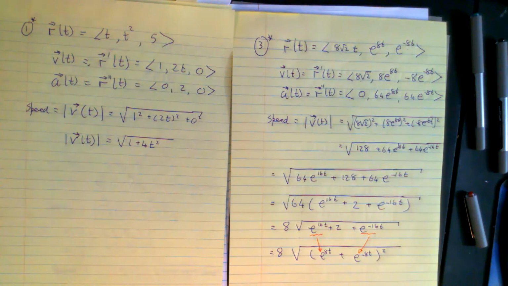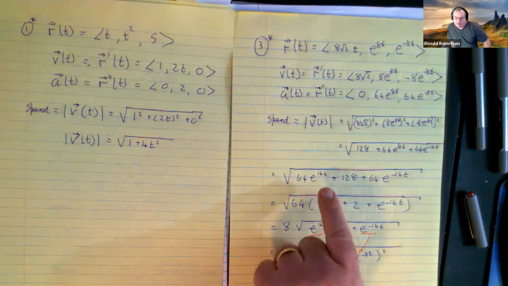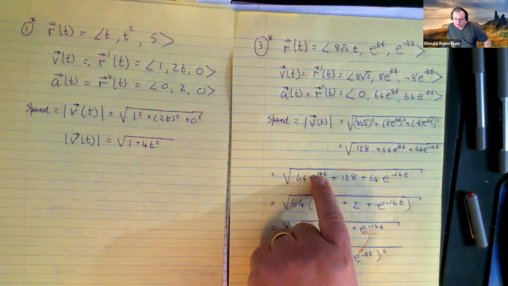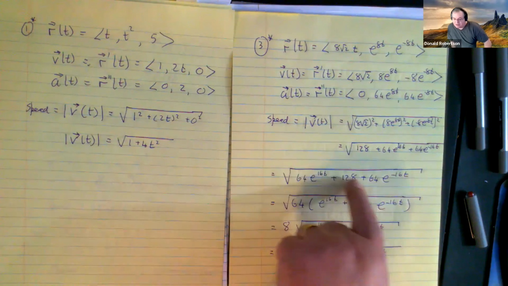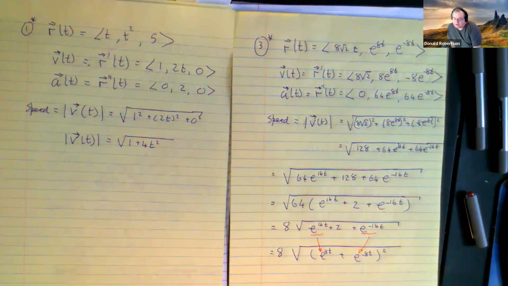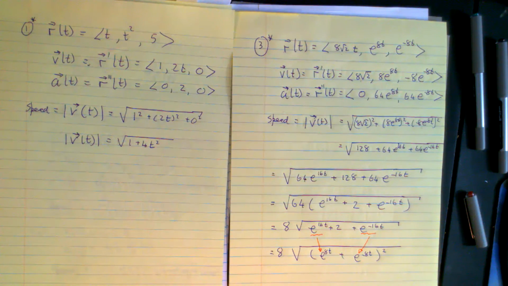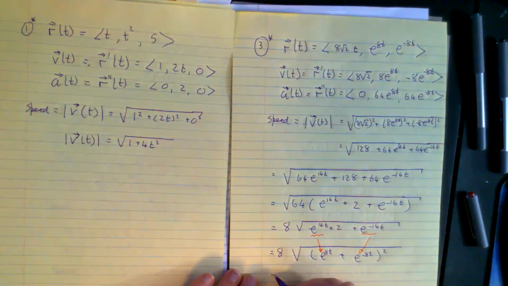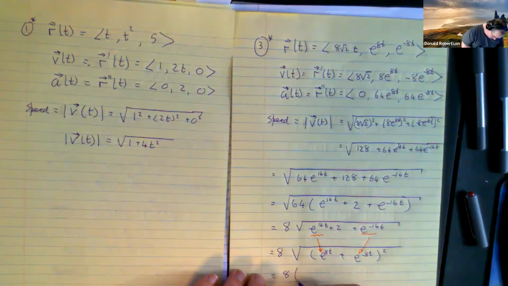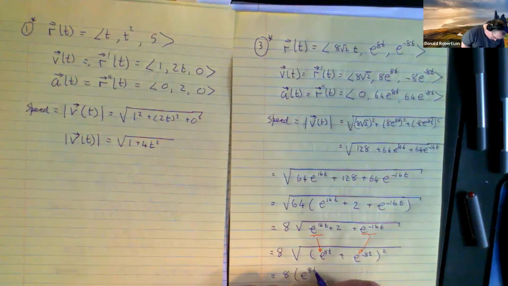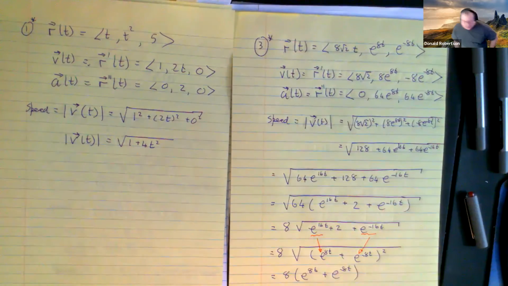Agreed? I have a question. Yes. Could you have done that before you took the 64 out? Yeah, you would call that 8e to the 8t, and 8e to the negative 8t. Would that answer be correct? Yes, it would be correct. Thank you. And this now becomes 8. The square and the square root all cancel, and you got your answer.